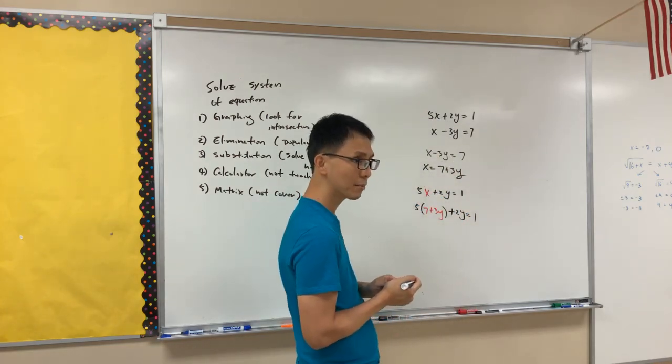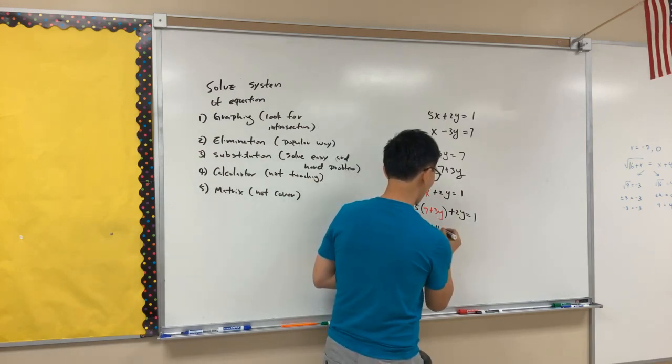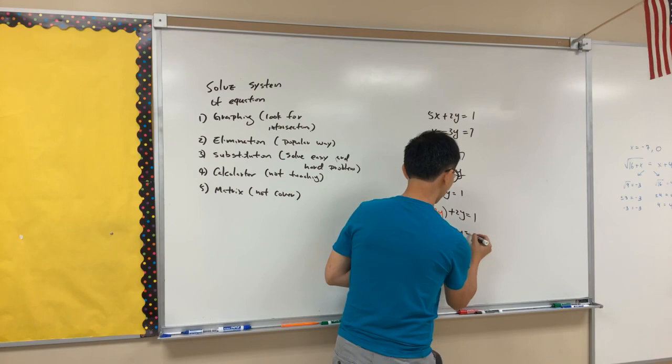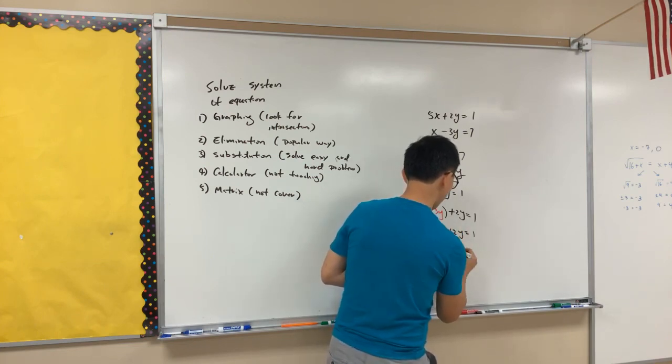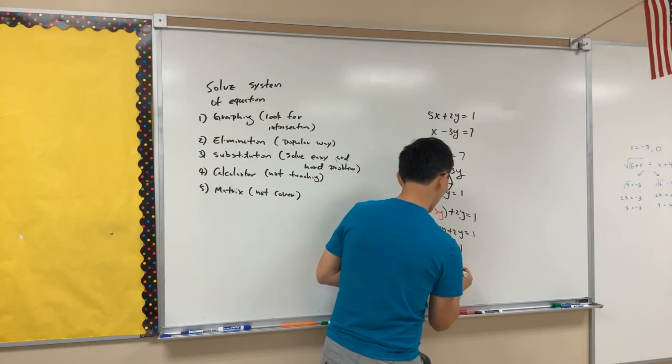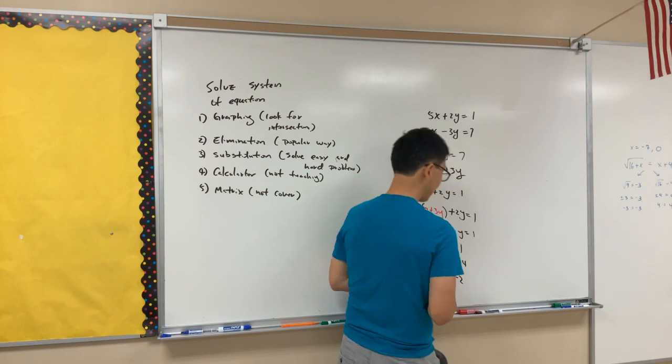Do you guys remember this? Okay. Then you're going to say 35 plus 15y plus 2y is equal to 1. So that's going to be 35 plus 17y is equal to 1. 17y is equal to negative 34. y is equal to negative 2.